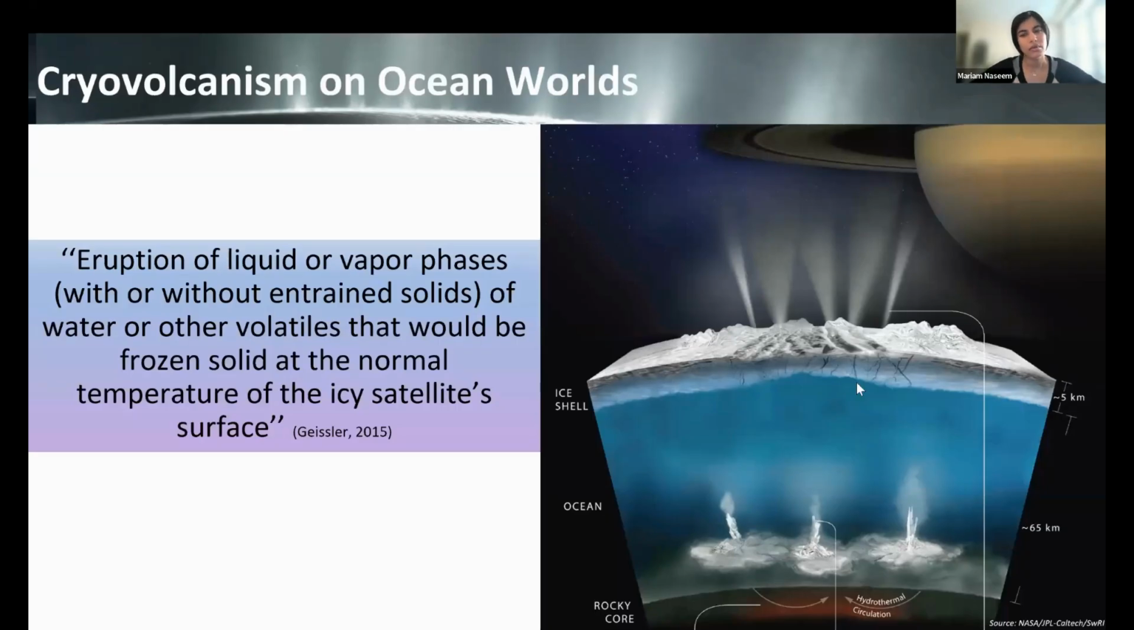I talked about cryovolcanism on the first slide. This is basically cryogenic volcanism. On Earth, we have eruption of molten lava. On these icy satellites, because of the temperatures at their surfaces, you have frozen eruptions: the liquid water and vapor that's erupting is basically freezing. And that's what's driving this plume activity.